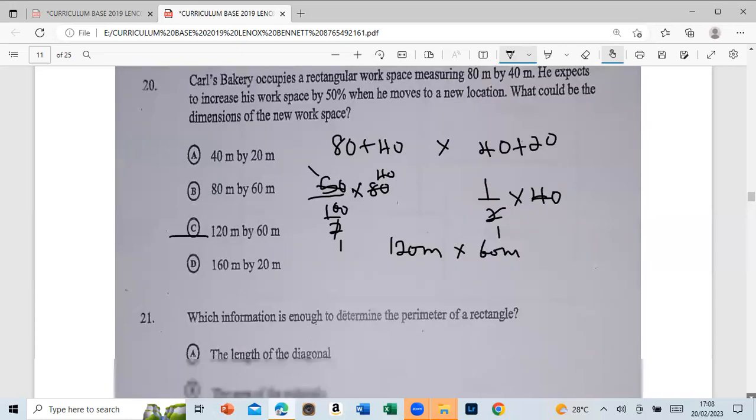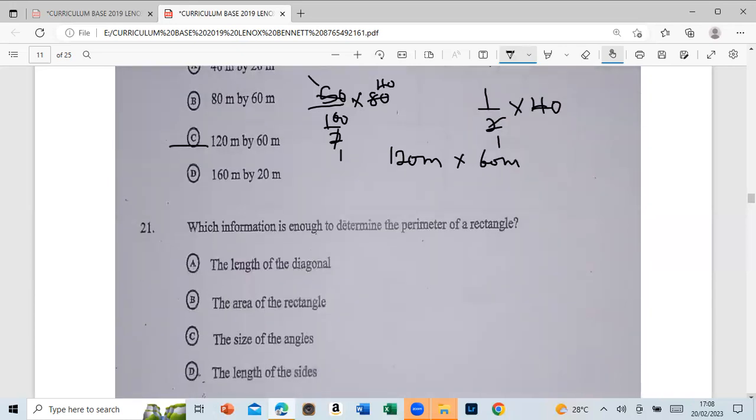Which information is enough to determine the perimeter of the rectangle? Perimeter means what? The total distance around. So if we know the entire diagonal, can that help? Can it be done?